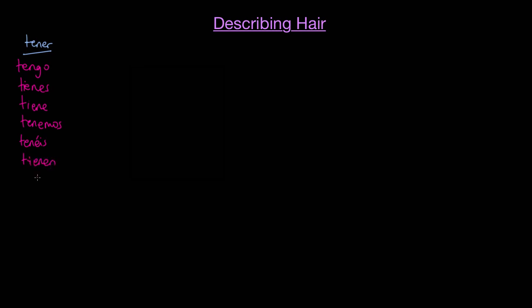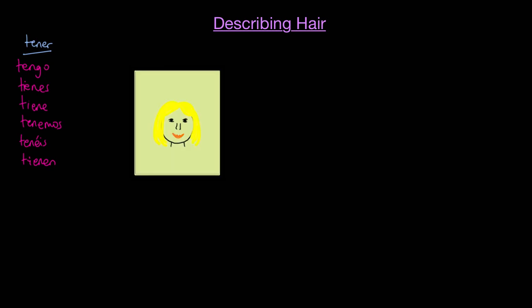Okay, and why do we need this? We'll see it right now. So let's have a look. First example, I've got here someone with blonde hair. Yeah, so if I want to say that she has blonde hair, I will say tiene el pelo rubio. Okay, tiene el pelo rubio. So literally, she has the hair blonde.